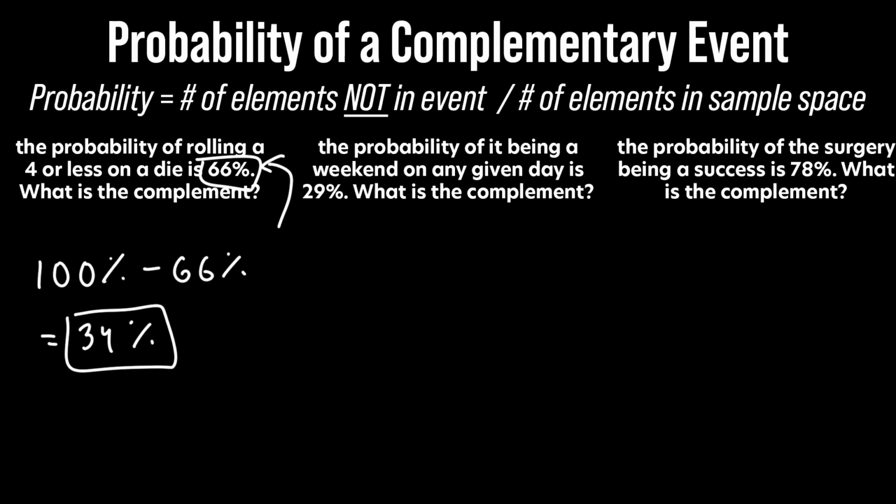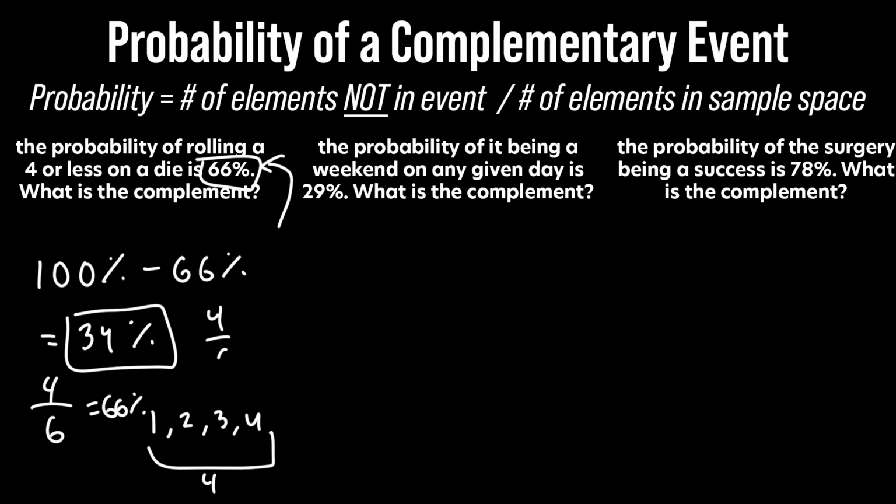This makes sense because a die has 6 sides, and rolling a 4 or less means that you can roll 1, 2, 3, or 4. So that gives you 4 options out of 6, and that's 66%. So you have 4 out of 6, and the complement would be 2 out of 6, because if you add them together, then you get 6 out of 6, which is equal to 1, which in percentage terms is equal to 100%. Let's try the next one.